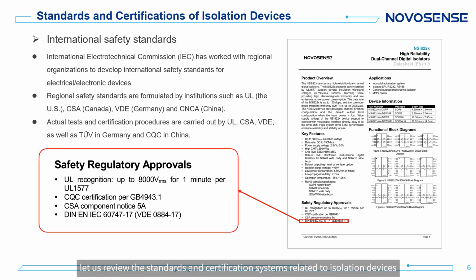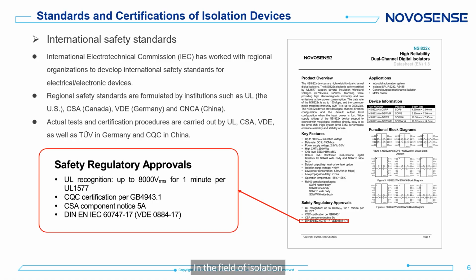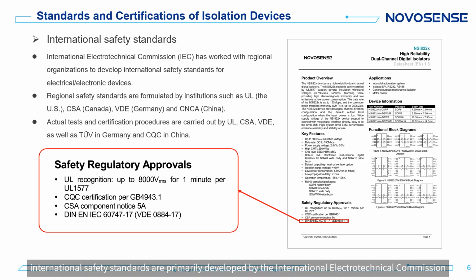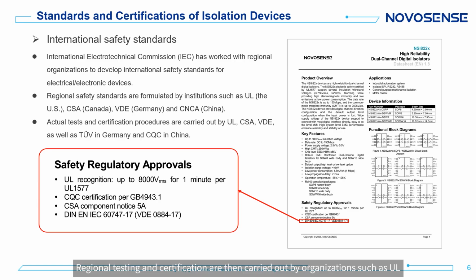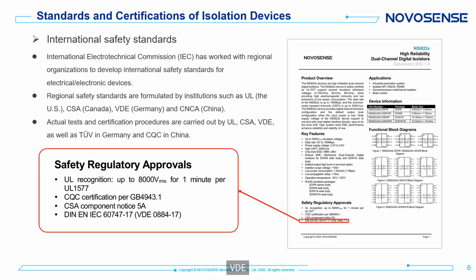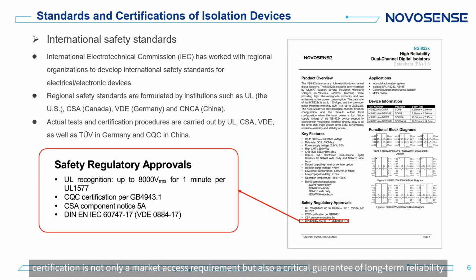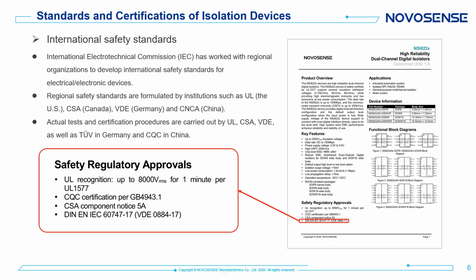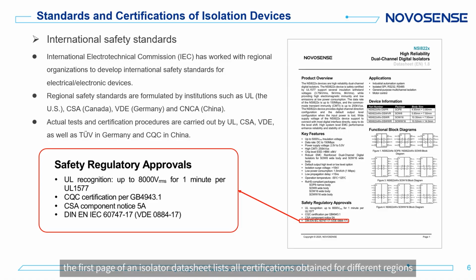Next, let us review the standards and certification systems related to isolation devices. In the field of isolation, international safety standards are primarily developed by the International Electrotechnical Commission, or IEC. Regional testing and certification are then carried out by organizations such as UL, VDE, CSA, TÜV, and China's CQC. For isolation devices, certification is not only a market access requirement, but also a critical guarantee of long-term reliability. Typically, the first page of an isolator datasheet lists all certifications obtained for different regions.